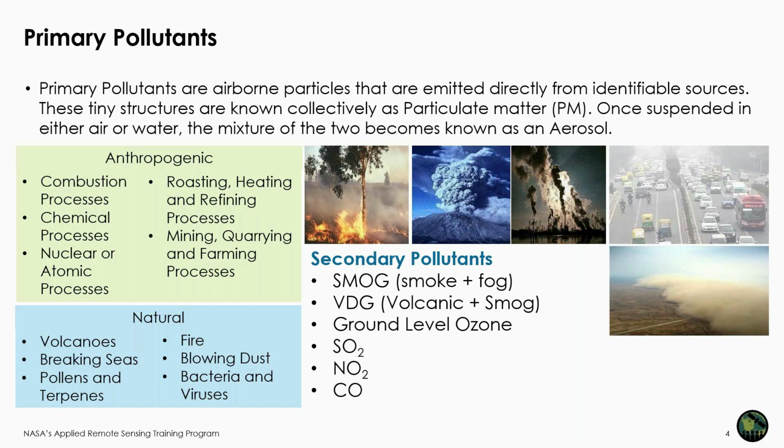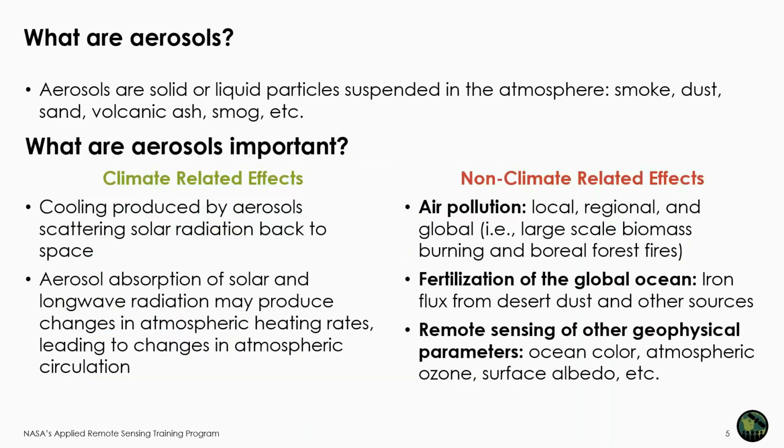As far as the secondary pollutants are concerned, a mixture of smoke and fog, typically called smog. Then you have volcanic ash plus smoke. Then ground level ozone, and in terms of the gaseous pollutants, sulfur dioxide, nitrous oxide, and carbon monoxide. So these are all in excess amounts. If they are there in the air, then the air becomes what we call polluted air. And using the satellite data sets, we can study some of these effects.